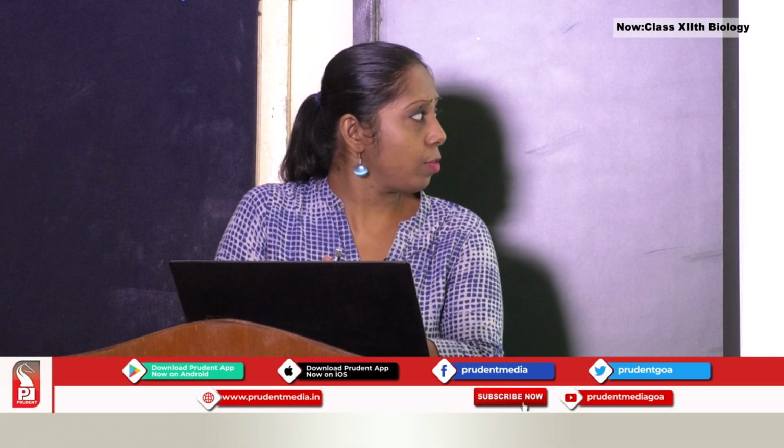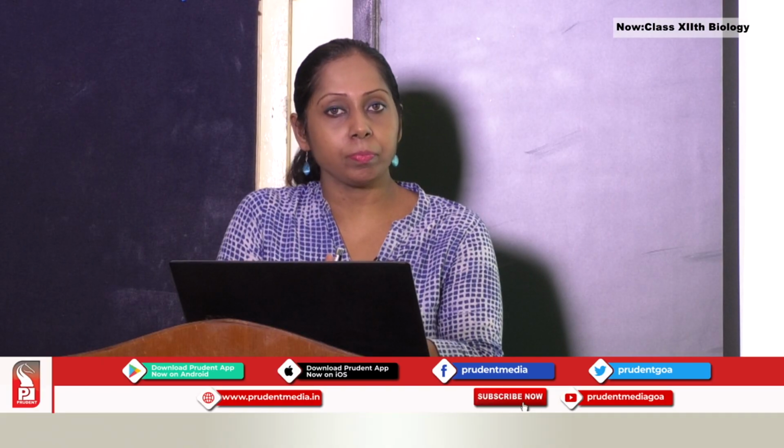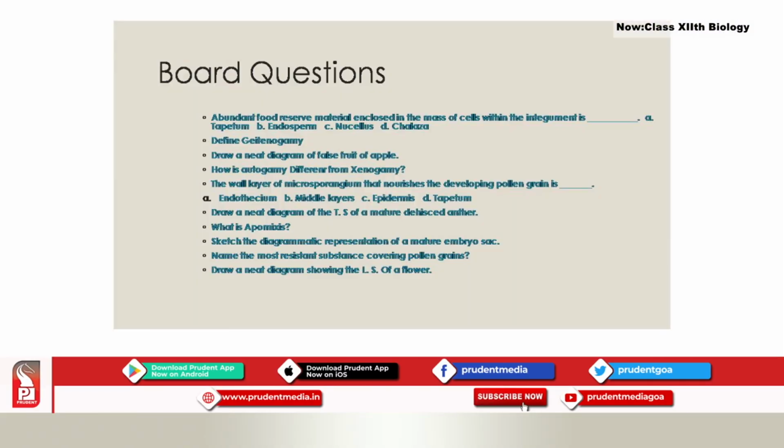Let us go through some of the questions in this chapter. These are all your board questions, students. Let us quickly go through them and see the type of questions usually asked. Abundant food reserve material enclosed in the mass of cells within the integument is dash. What would be your answer? Within the integument, tapetum, endosperm, nucellus, chalaza. Answer is your endosperm.